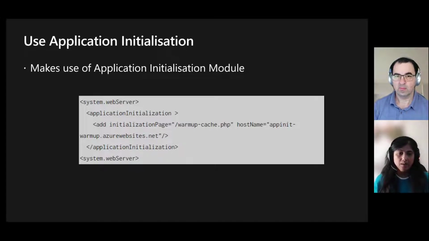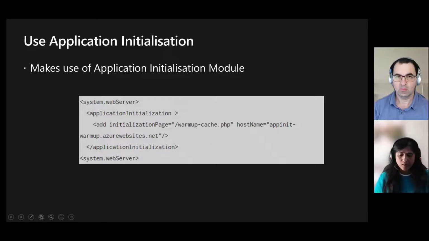Now, even though the swap does not proceed until the restarted worker process comes back online on every virtual machine instance, it may still not be enough for the application to be completely ready to take the production traffic. So in that case, you can use the application initialization module to completely warm up your application prior to swapping it into production. The application initialization module is basically a feature of IIS on Windows.